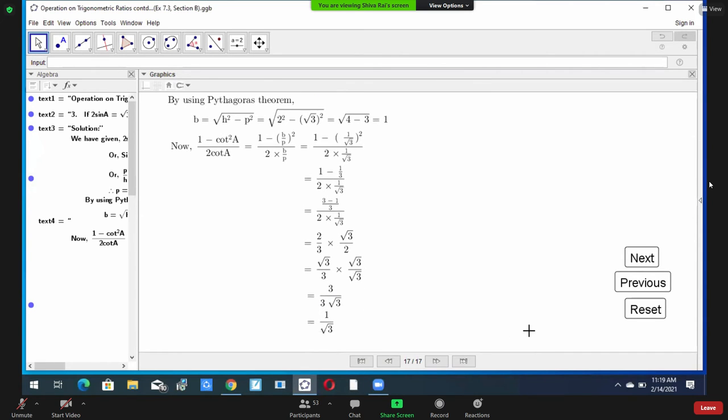And finally, you look here, this 3 we can cut. It means in the numerator 1 remains, because 3 ones are 3. In the denominator, root 3 remains. So we are getting the value of 1 minus cot square A upon twice cot A equal to 1 upon root 3. So like this we have to do.